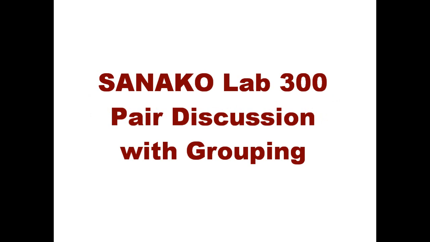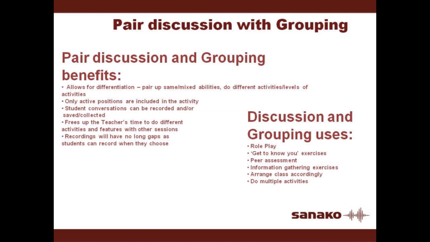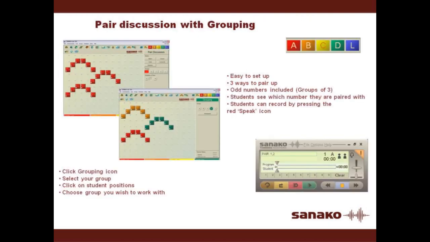Pair discussion in Sanako Lab 300 is a great way of enabling oral communication between students of similar or varying abilities. It can be used for the following types of activities: role play, conversational practice, and peer assessment.